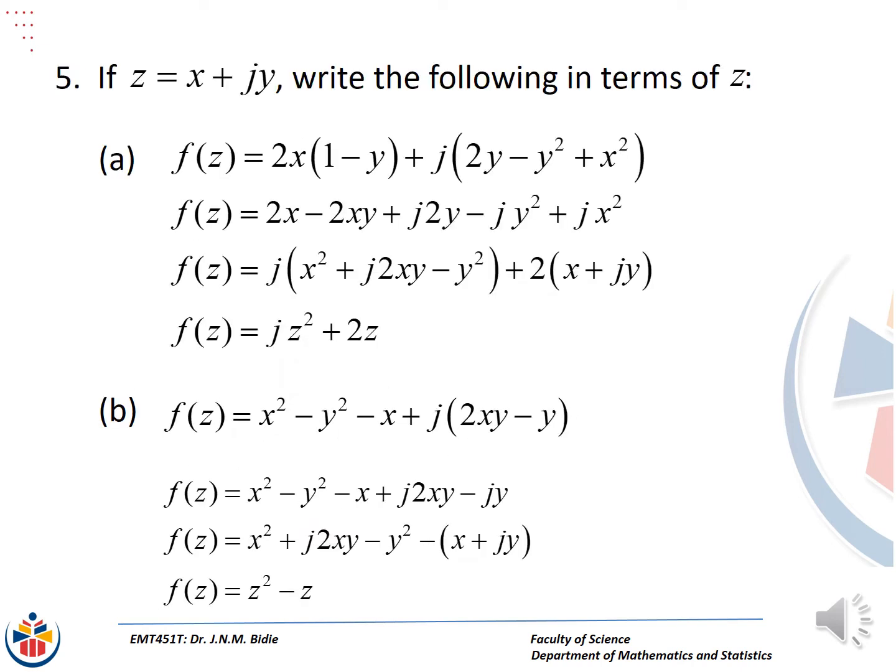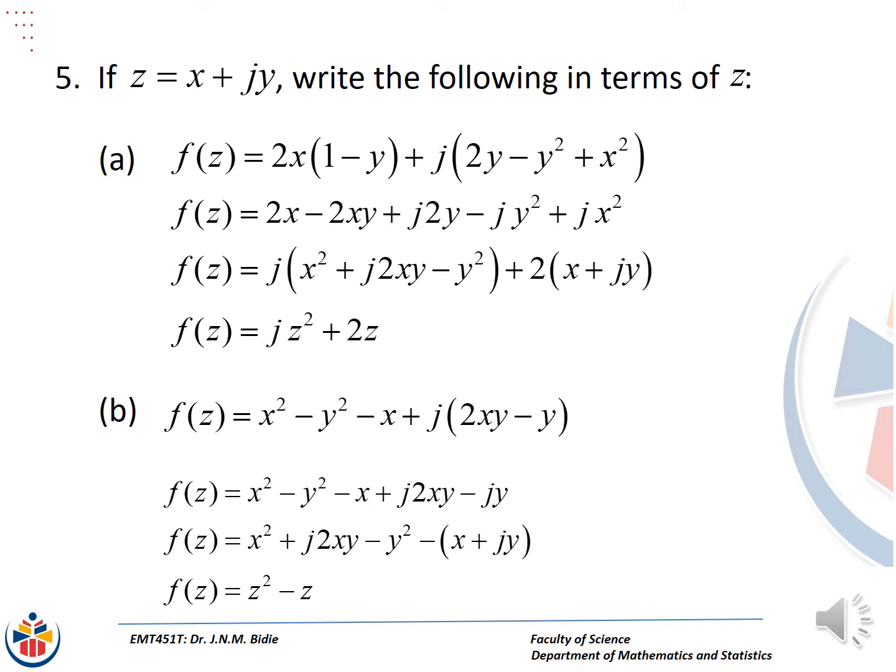Then we go to number 5. Now we're moving backwards. We're given in the previous exercise, number 4, that for f of z in terms of z, we were asked to write it in terms of x and y as u plus jv. Now we're given u plus jv. Take it backwards and write it in terms of z.